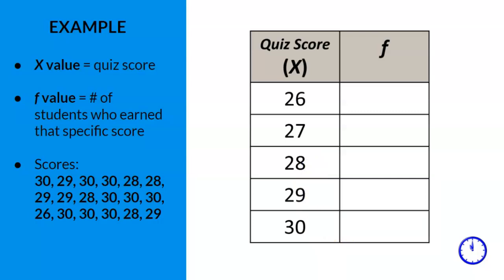Frequency is the number of individuals in each category, such as how many students scored a 26 on the syllabus quiz, which in this case is 1. There were no students who scored a 27 on the syllabus quiz, so F is 0. 4 students scored an X of 28. 4 students scored a 29 on the quiz, and 9 students scored an X of 30.